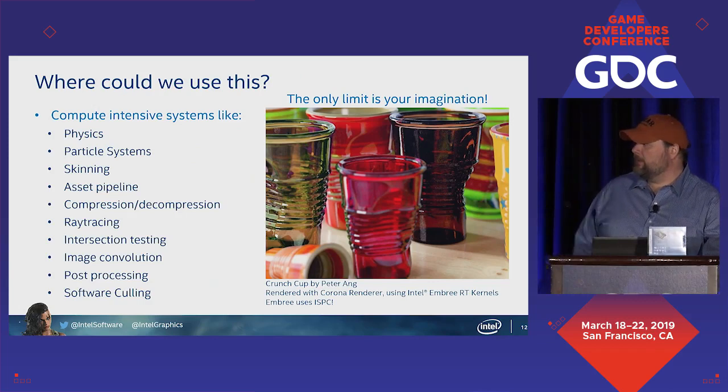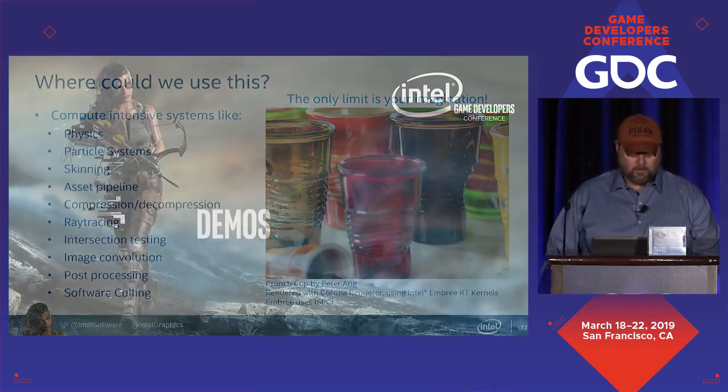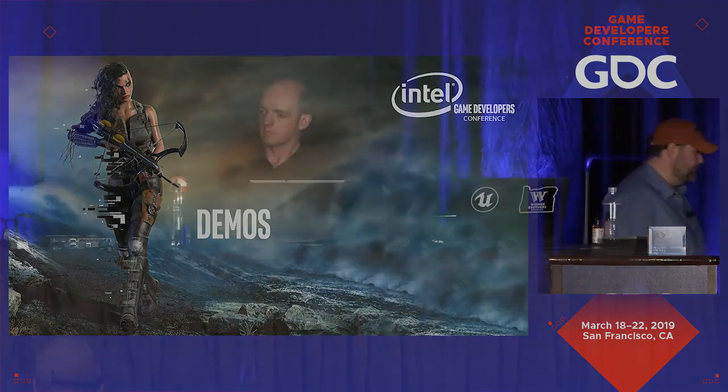And for an example, Intel has the Intel Embree ray tracing kernels, and we ship those in OSPRay, and those are all pretty much written in ISPC. So let's take a look at a couple demos here.